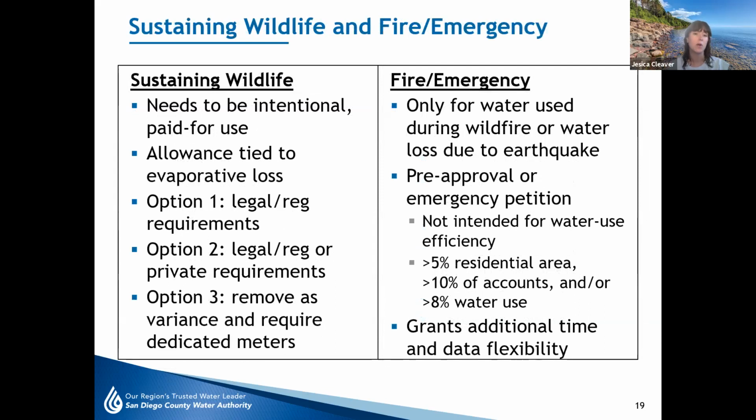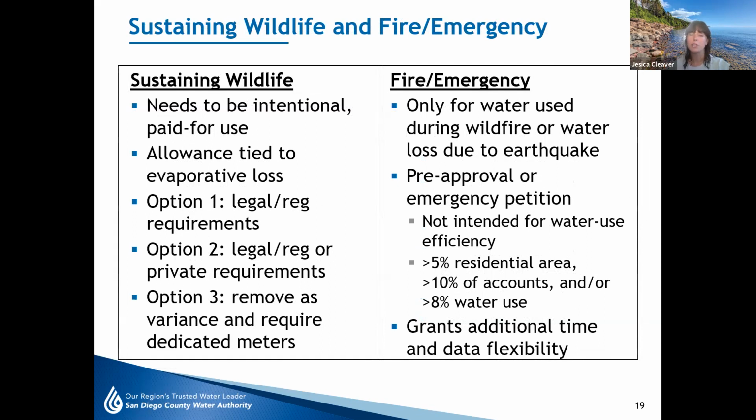Next is supplemental water for sustaining wildlife. So DWR did specify that this needs to be intentional, paid for use, not incidental runoff from irrigation that's providing supplemental water to a pond that happens to be sustaining wildlife. And the variance itself would be calculated just tied to the evaporative loss of the water.